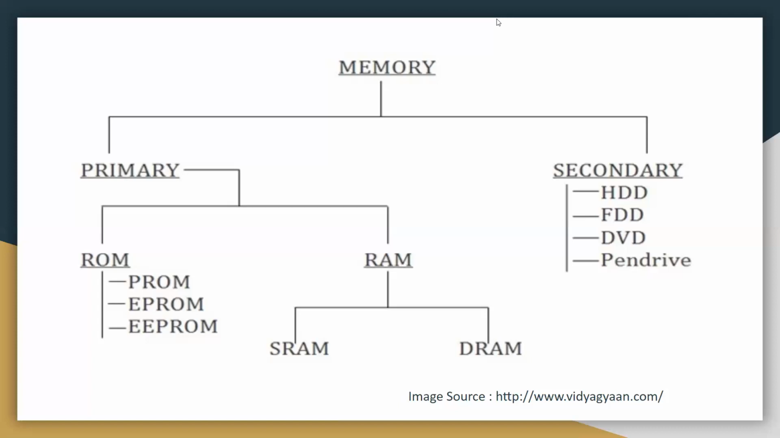Next, these ROM chips are not only used in computers, but also in other electronic systems where you cannot make any changes. Examples of ROM are your washing machines, microwave ovens, calculators, and all your peripheral devices. ROM is categorized into three types: PROM, EPROM, and EEPROM.